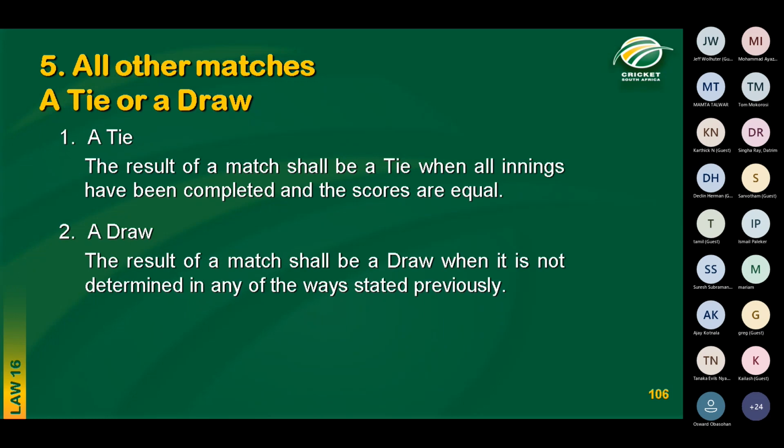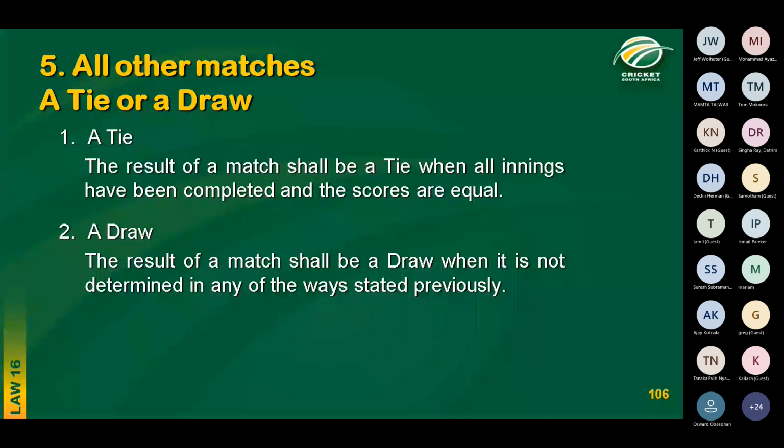So a draw. We've just covered how you win a game, and we've just covered what a tie is. All the laws tell us is that the result of a match shall be a draw when it is not determined in any of the ways we've just covered. So just to use my previous example again, to illustrate what a draw is. We've just covered what a tie is: scores are equal after 4 innings have been completed.